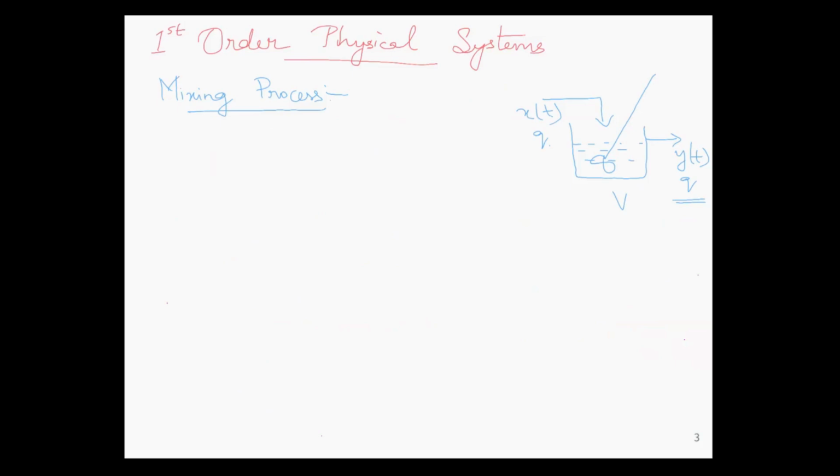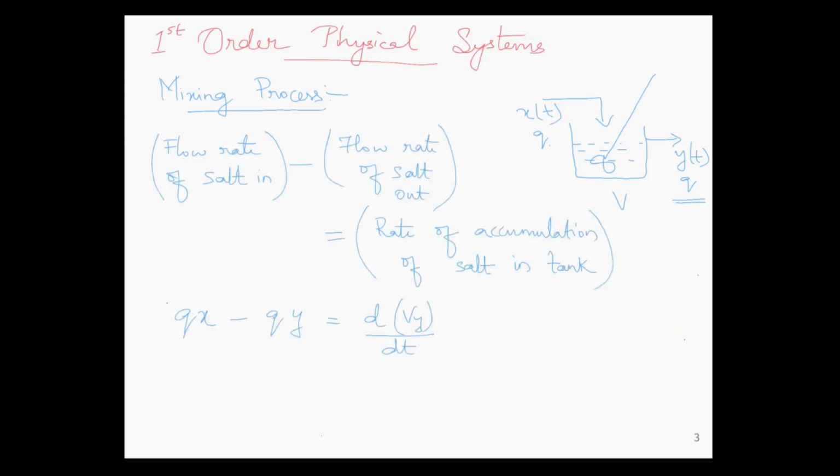Now to model this, we use transient mass balance for salt. So the transient mass balance for the salt is flow rate of the salt into the tank minus flow rate of the salt out of the tank is equal to the rate of accumulation of the salt in the tank. So Qx minus Qy equal to d(Vy)/dt. Since V is a constant, we can also write V dy/dt.